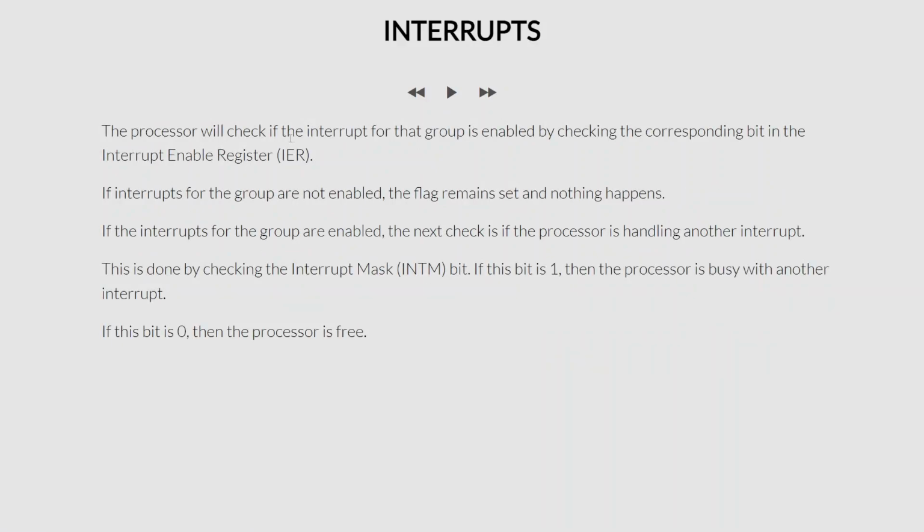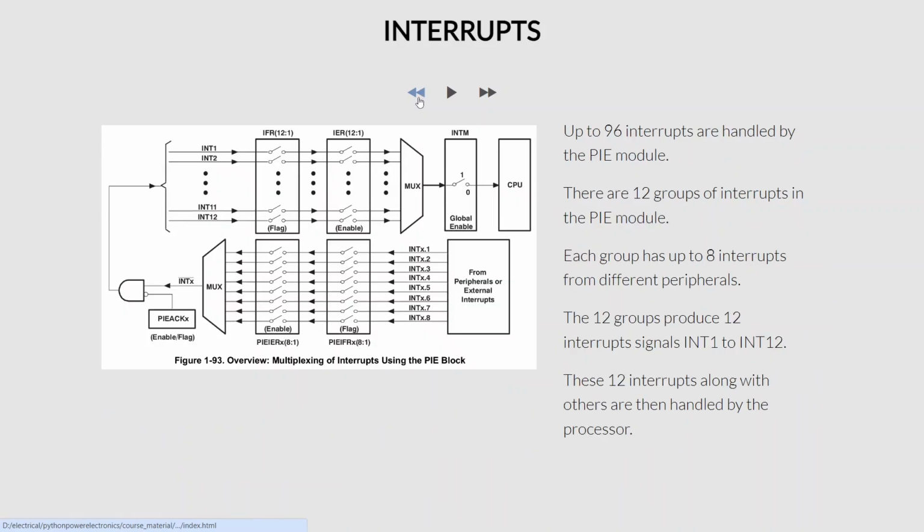Now the processor will check if the interrupt for that group is enabled by checking the corresponding bit in the interrupt enable register. Now let me just go back and show you the block diagram. You saw here we are already at this stage, right? The PIE module is until there, and if it passes it on, let's say interrupt number 5 is somewhere here, then in that case a flag will be set in this interrupt flag register.